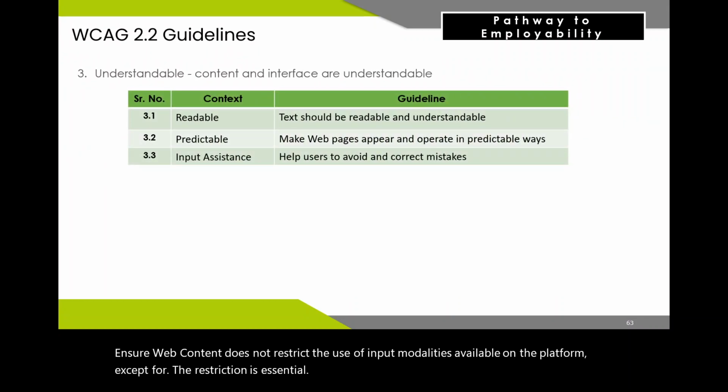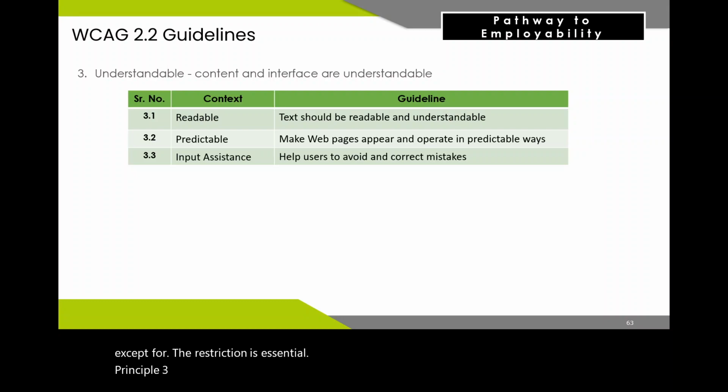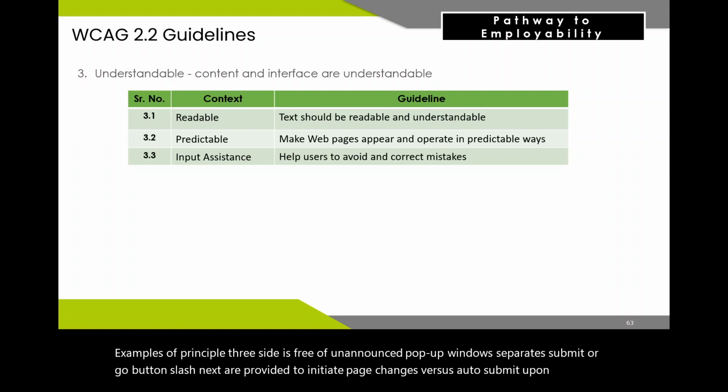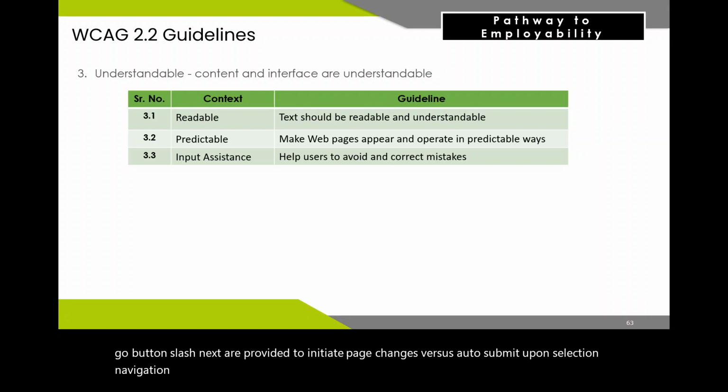Principle 3. Information and the operation of user interface must be understandable. Examples of Principle 3. Site is free of unannounced pop-up windows. Separate submit or go buttons/links are provided to initiate page changes, versus auto-submit upon selection. Navigation and labels are consistent across a website or application.